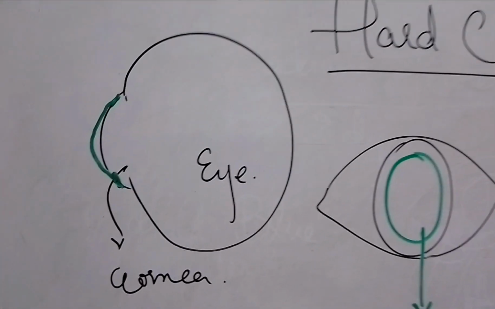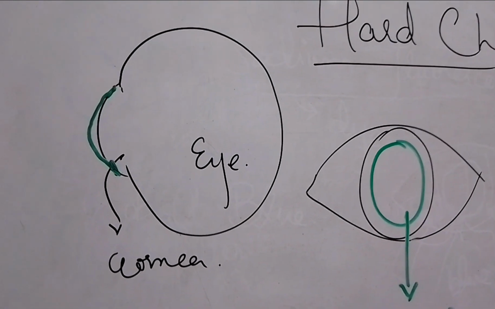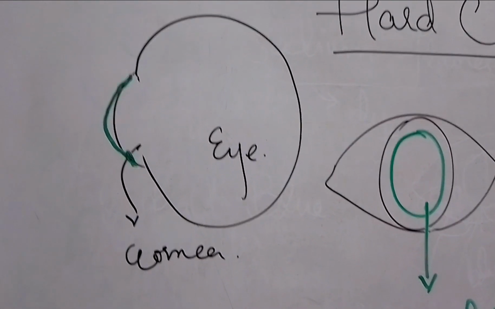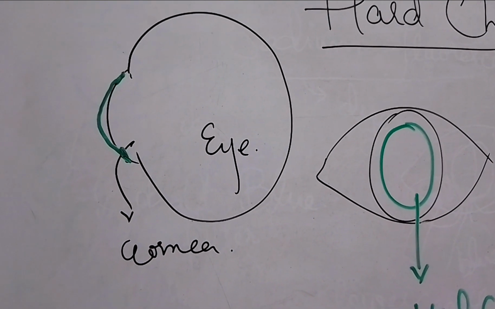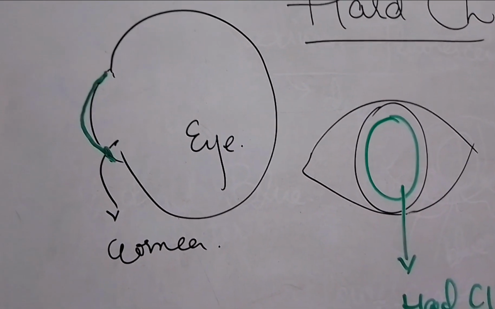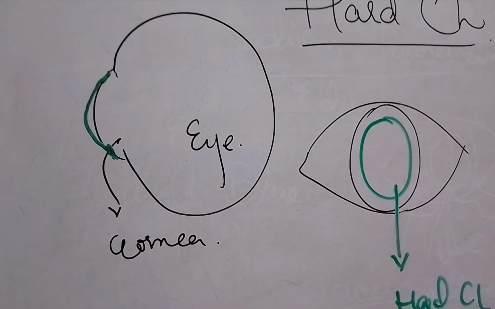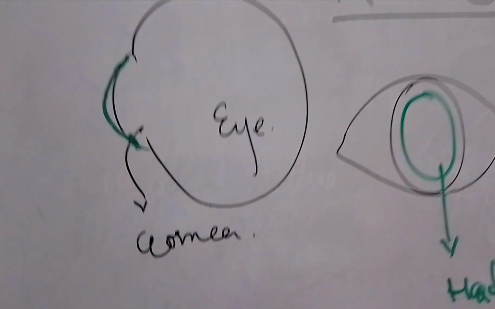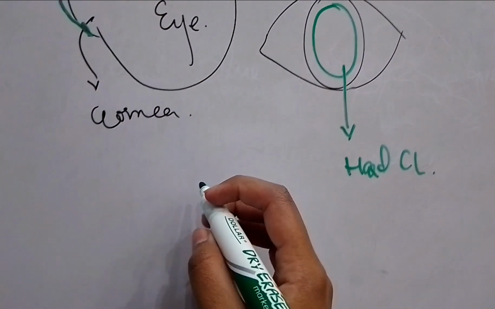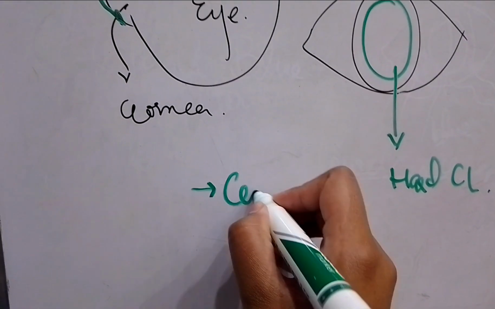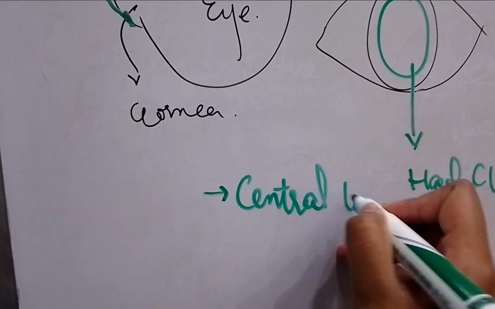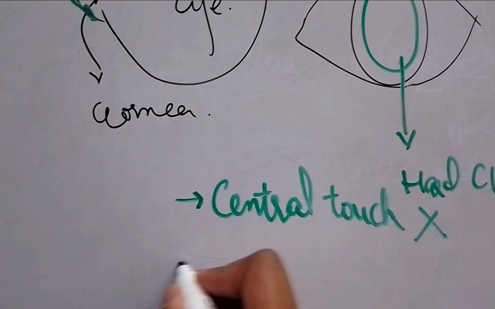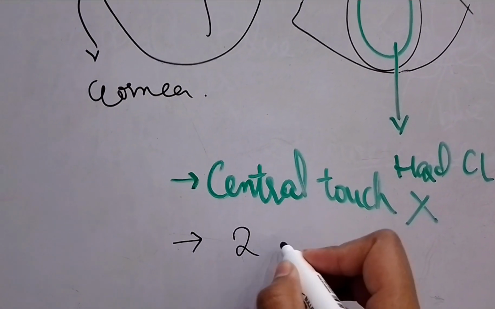So what does this mean? That a hard contact lens should not touch the corneal surface at the center, while it should be touching the cornea at the edges. So there are 3 points you have to note in case of an optimal fit, right? What are they? No central touch, and then 2 edge touch.